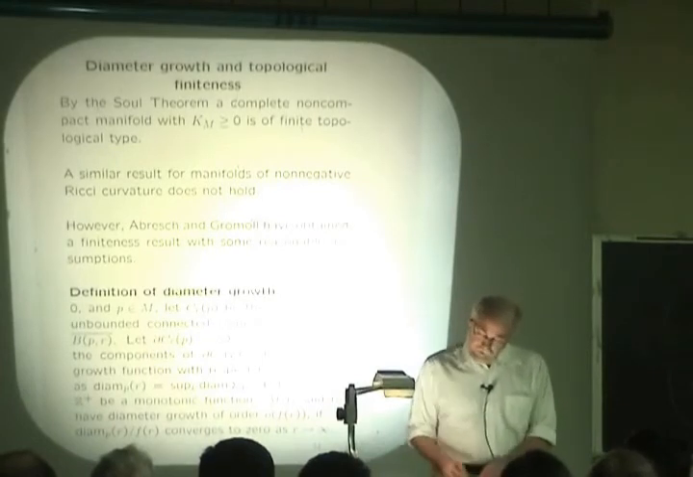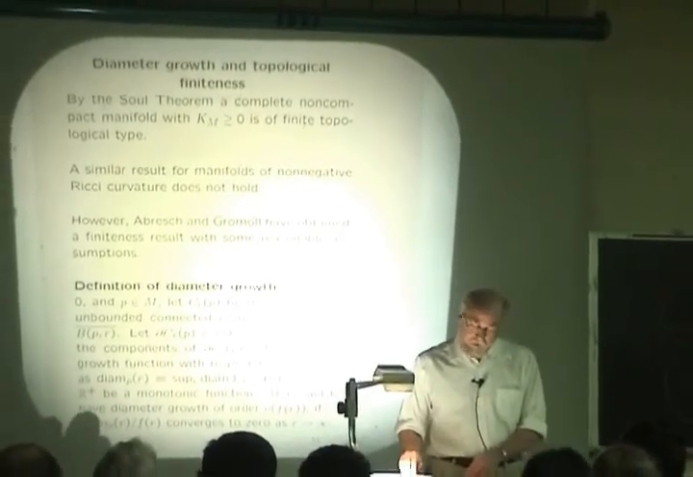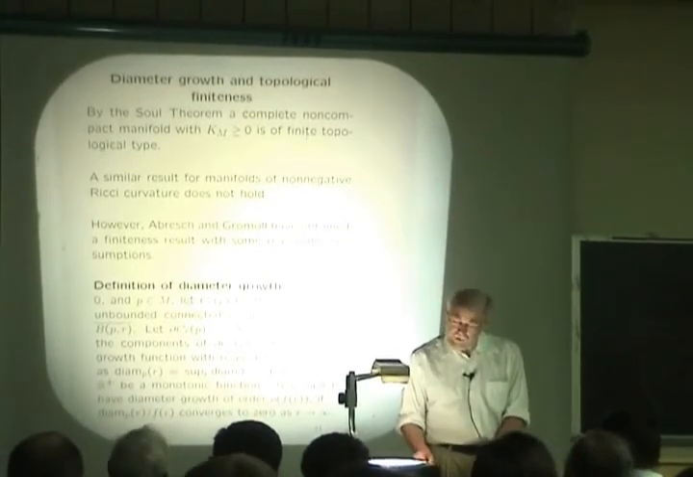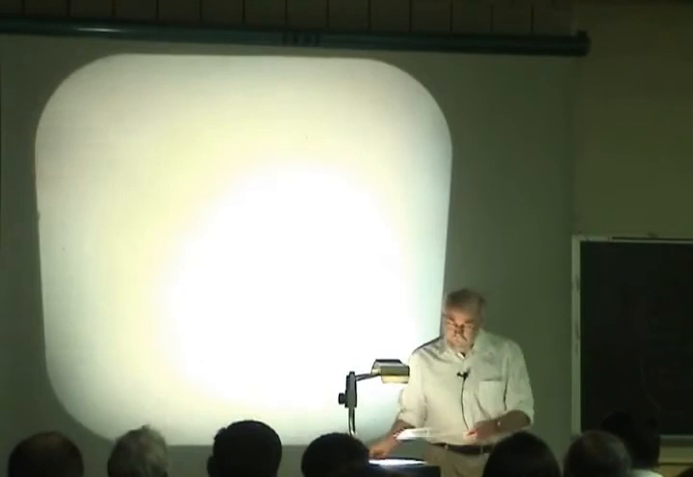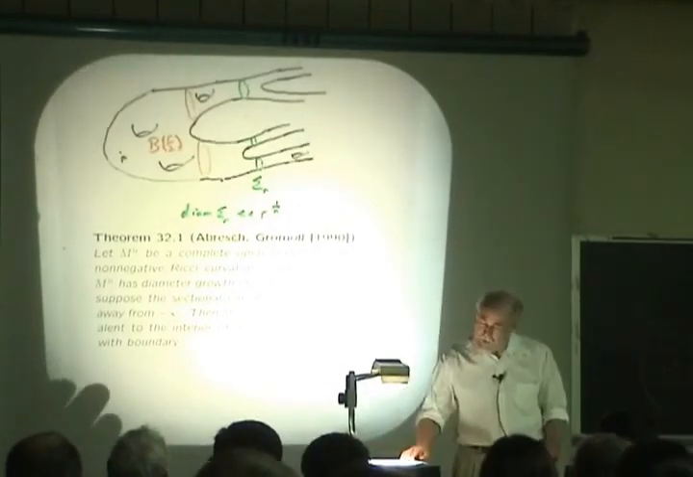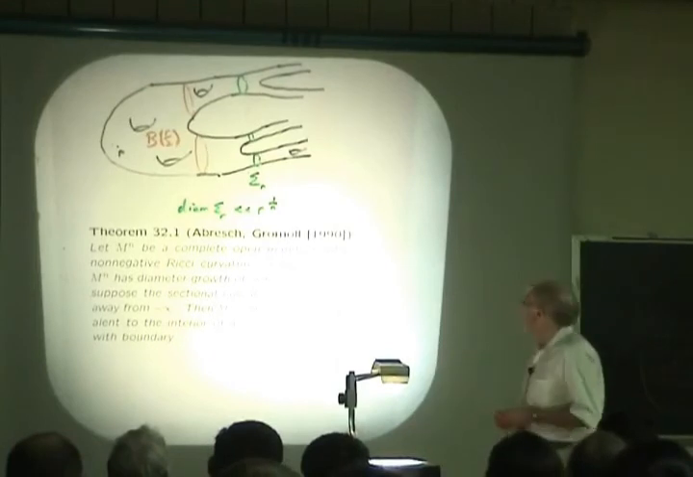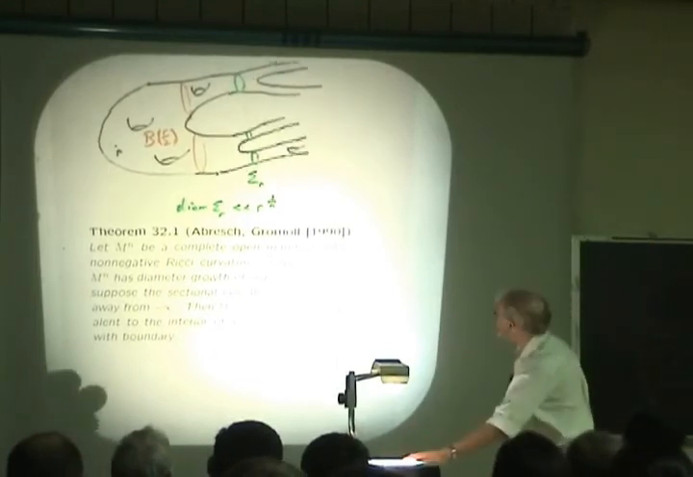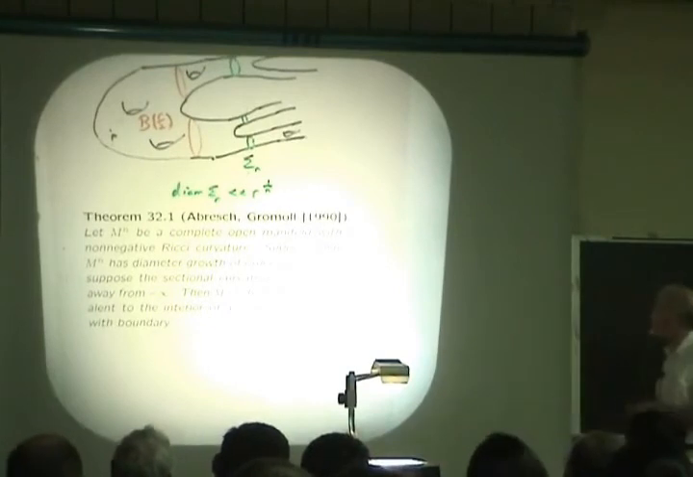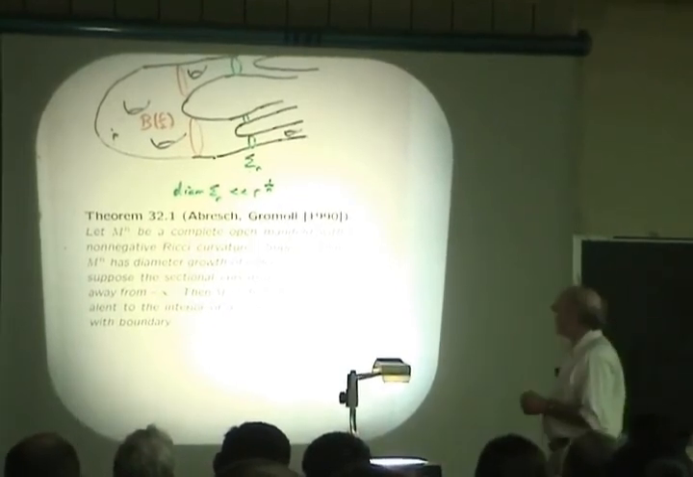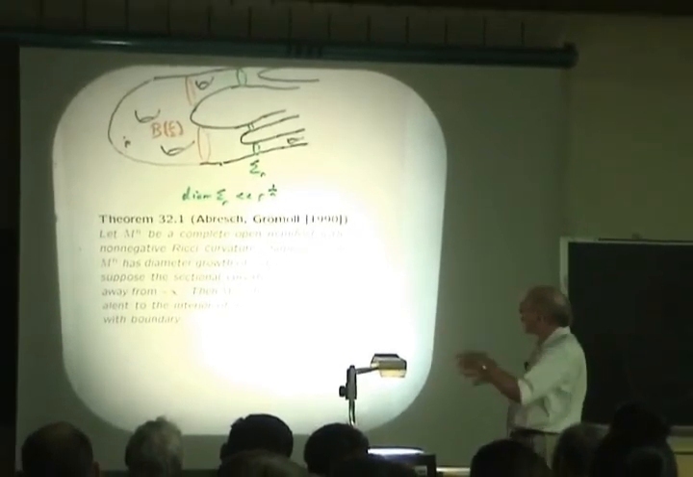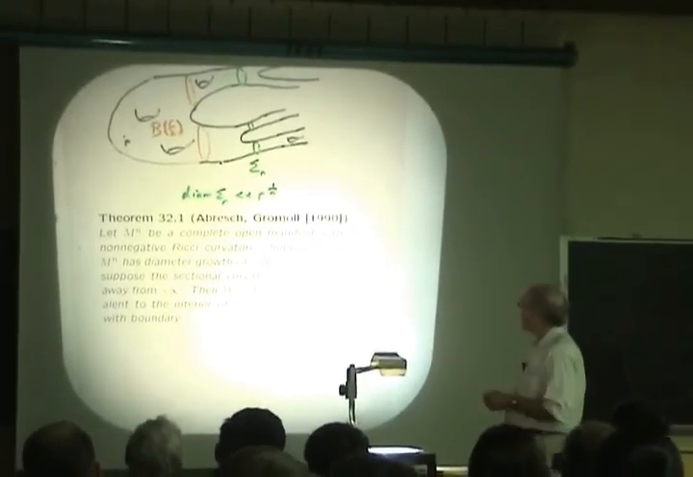I guess the first result in this direction is due to Detlef Gromoll and Uwe Abresch in 1990. The statement goes as follows. Suppose you have a complete open manifold with non-negative Ricci curvature, and suppose that this manifold has control on how its diameter grows as you go out to infinity.